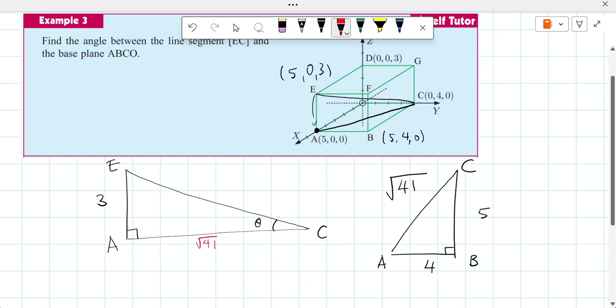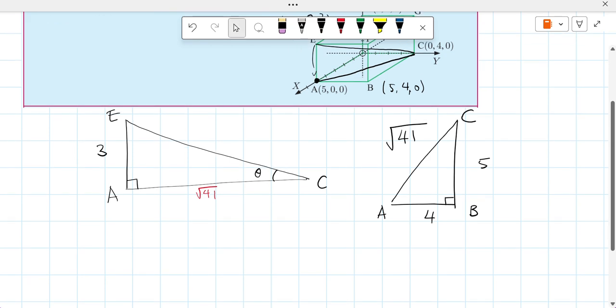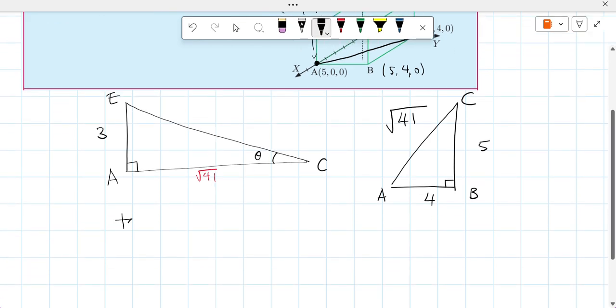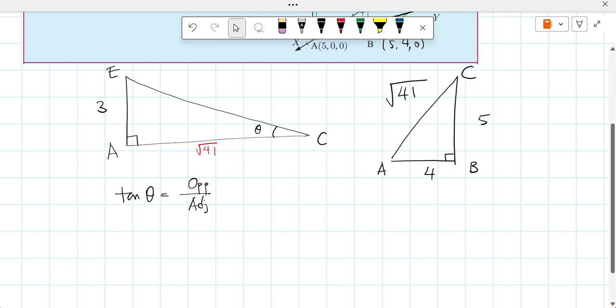So can I use these two measurements, the lengths of EA and AC, to find the angle theta? Well, obviously, by using the tangent ratio, knowing that the tangent ratio is given as the opposite over the adjacent. From the perspective of this angle theta, the opposite has a length of 3 and the adjacent has a length of square root of 41.